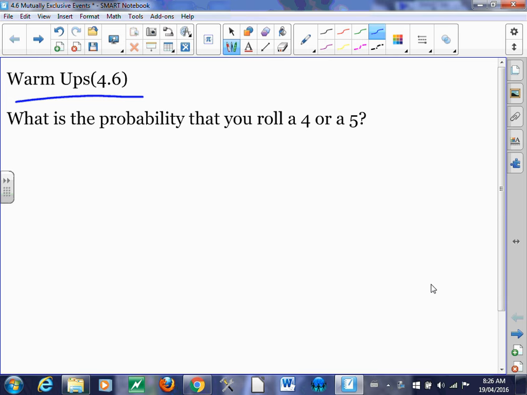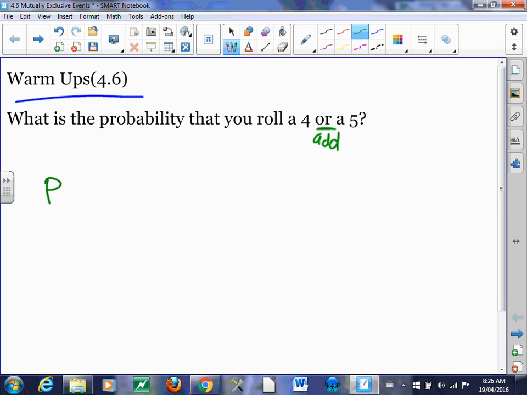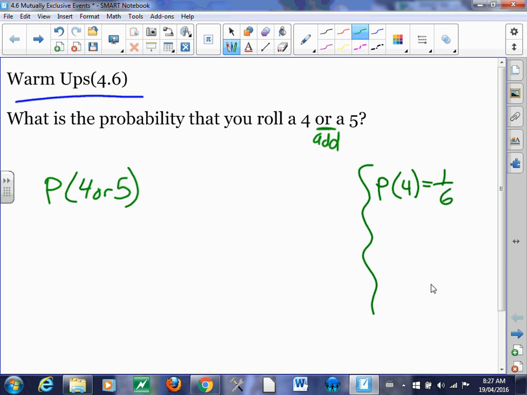4.6. So the question says, what is the probability that you roll a 4 or a 5? So remember, or mathematically means we've got two cases, so we're eventually going to add. All right. So in order to do the probability of a 4 or a 5, let's look at their individual probabilities in the side margin. So the probability of rolling a 4 equals 1/6. And the probability of rolling a 5 equals 1/6.